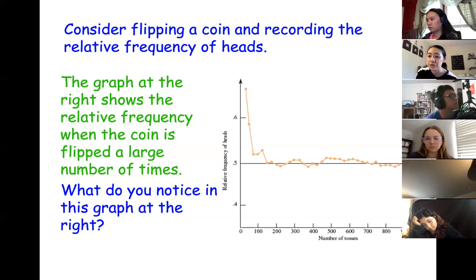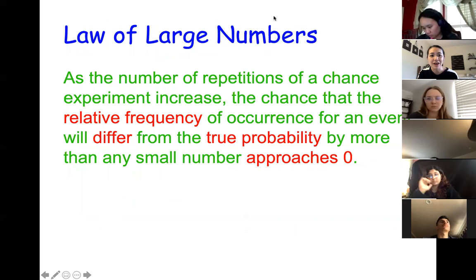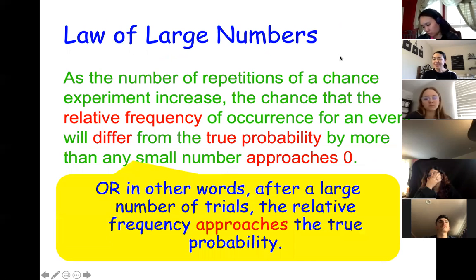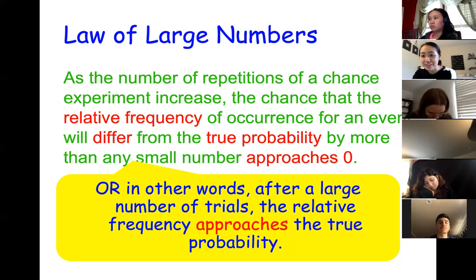This last big thing, this phenomenon that the more trials you add, the closer it gets to the true probability, is so important that they named it a law in math, in stats. It's called the law of large numbers. It basically says that the more trials you have, the closer your relative frequency gets to the true probability. I like how the yellow bubble says it more so than the top part. Any questions about that?